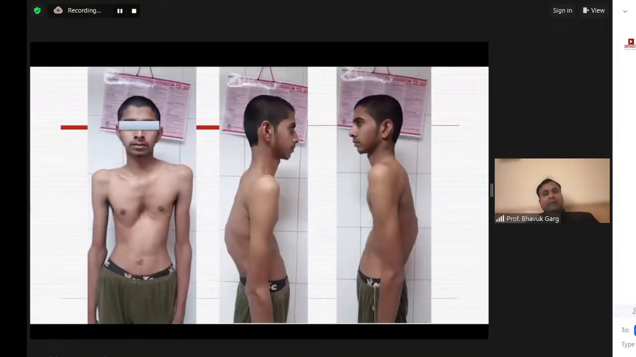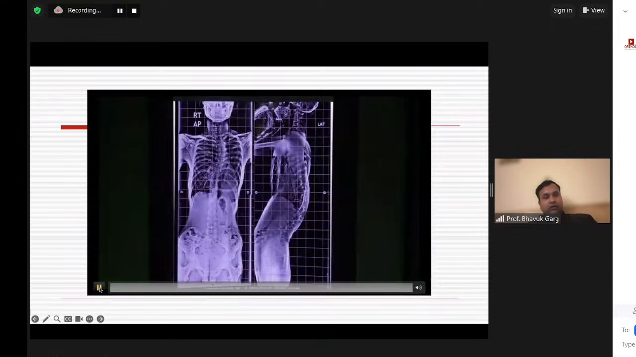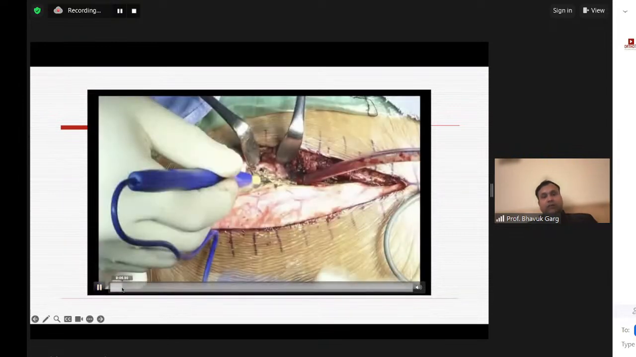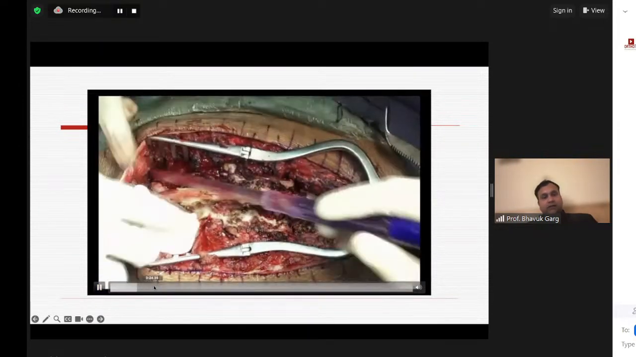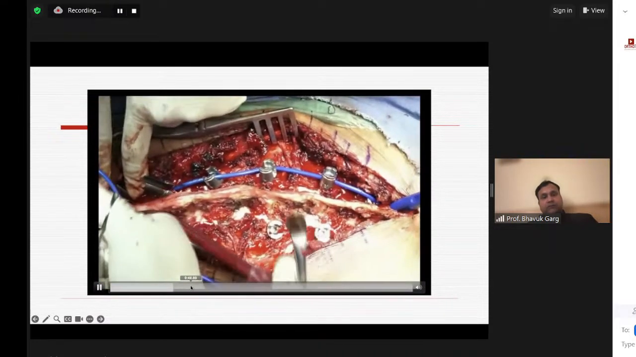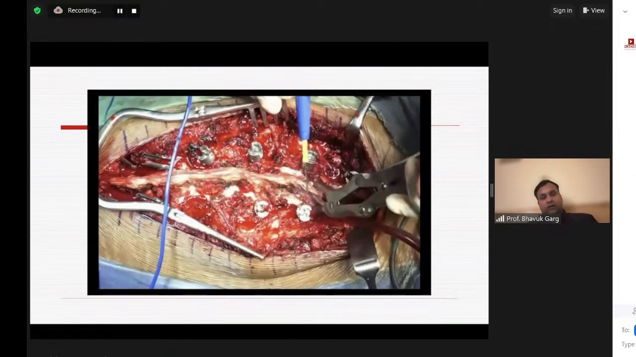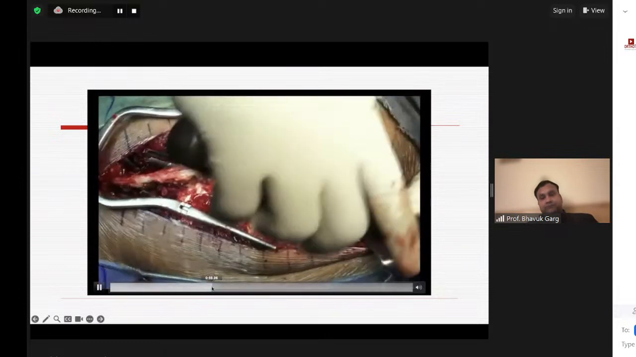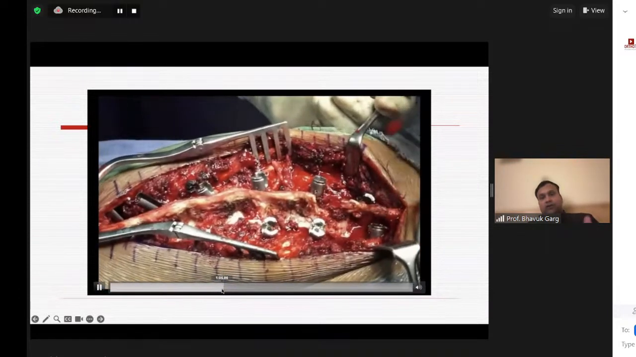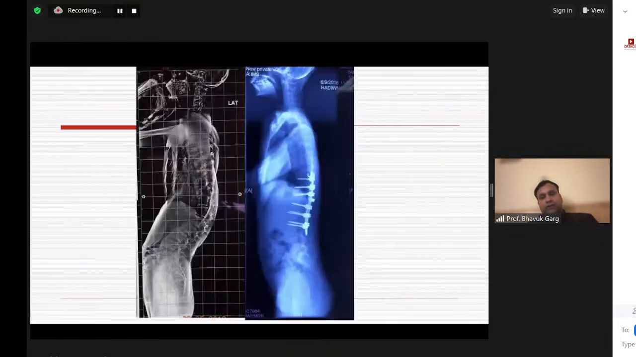This is an example of Marfan syndrome, and you can see that he has a severe kyphosis in the back. This is his X-ray. I will show you the simple steps. We normally expose subperiosteally, then we use the screws at strategic locations. This is how we do these Smith-Petersen osteotomies. We take out the posterior column, and then with the help of the osteotome, we take out the inferior facet of the superior vertebra. And then this is how it is covered.